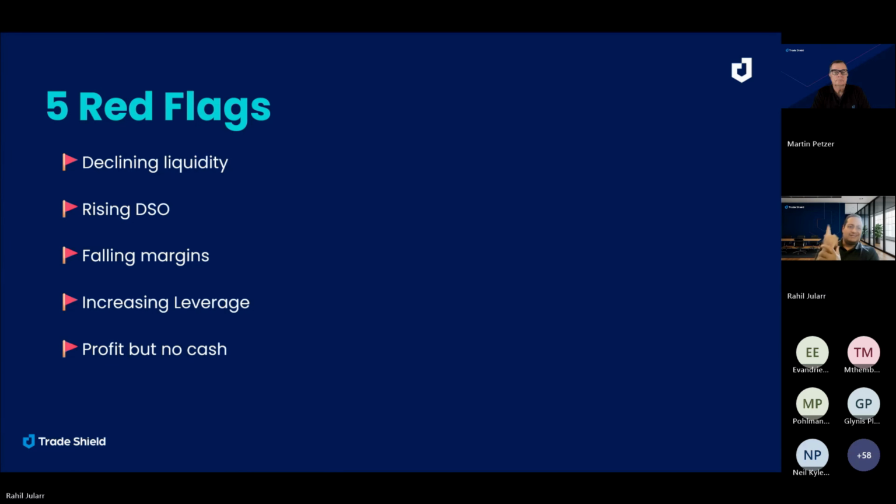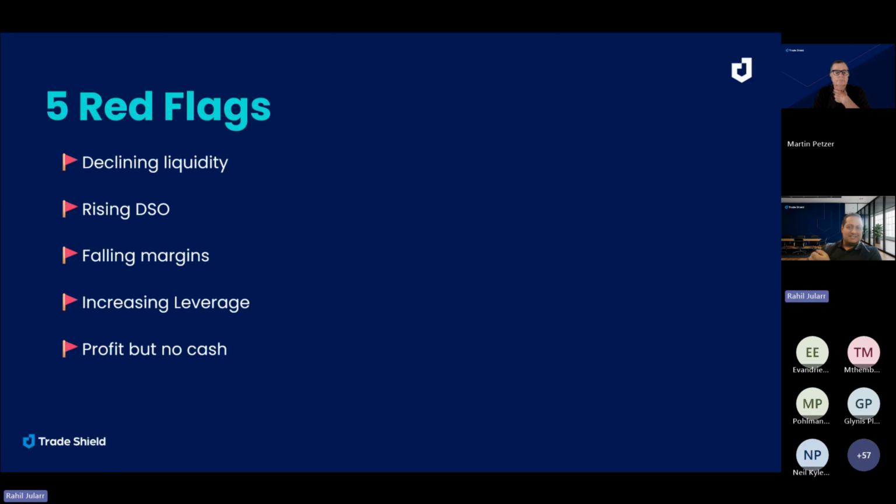1, declining liquidity is always an issue. So when you see a trend of decline, that's a red flag. 2, rising DSO. Their inability to collect their cash will at some point impact their ability to service their debt, i.e. pay you. 3, falling margins. Falling margins means they're making less money, they're having to work harder for their money, and therefore that could put an impact on their business.